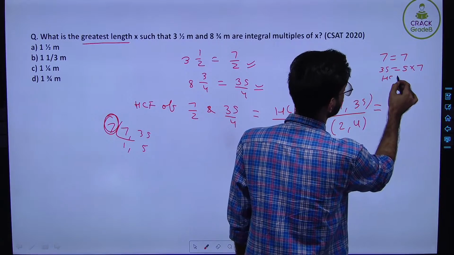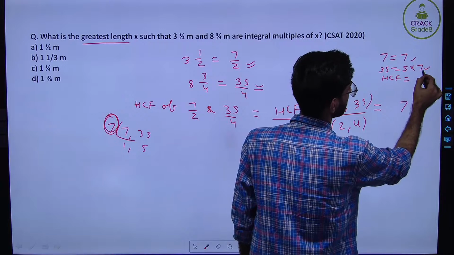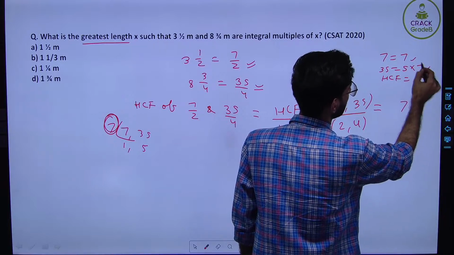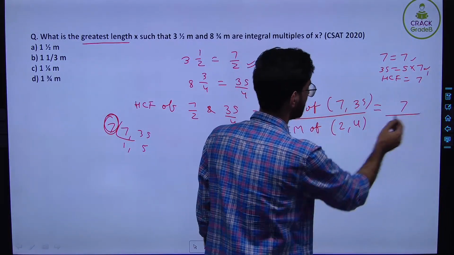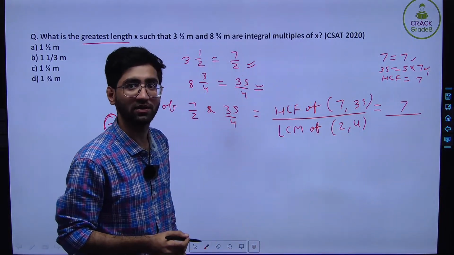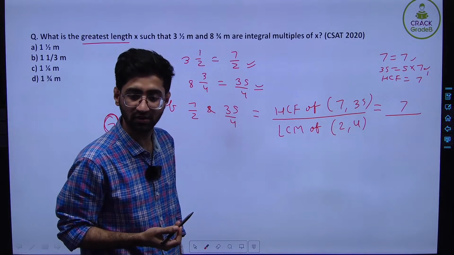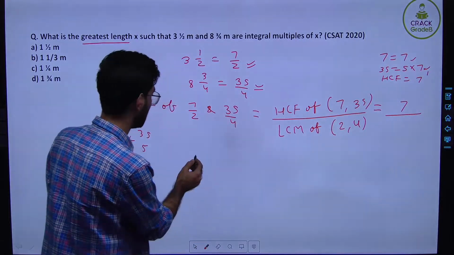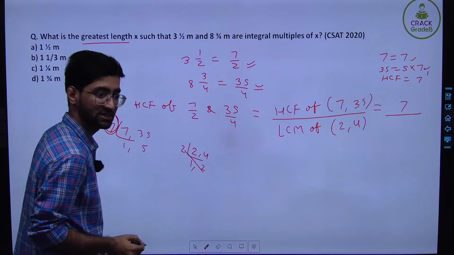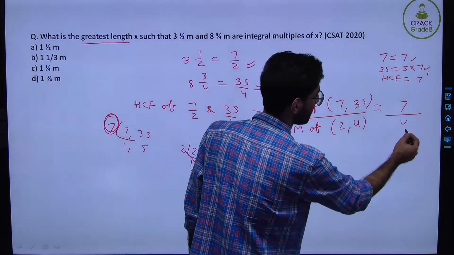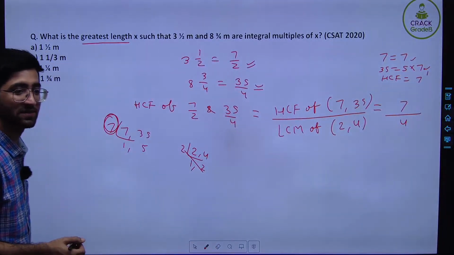You can even write 7 as 7 and 35 as 5 into 7. So, how do we find the HCF? We look at the common values and the minimum power of 7, that is 7, right? Then LCM of 2 and 4. What is the LCM of 2 and 4? 4, right? The LCM of 2 and 4 is simple 2 into 2, that is 4. So 7 by 4. Now look at the options.